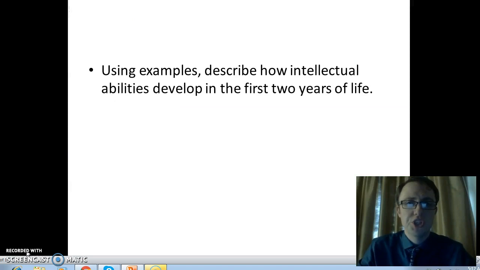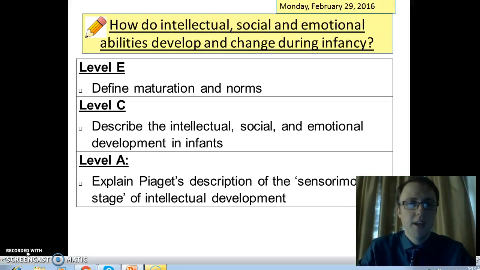Have a go at this question. You can do this in your own time. Lastly, just to summarize, today we have defined maturation and norms. We have described the intellectual, social, and emotional development in infants, and we have explained Piaget's description of the sensory motor stage of intellectual development.